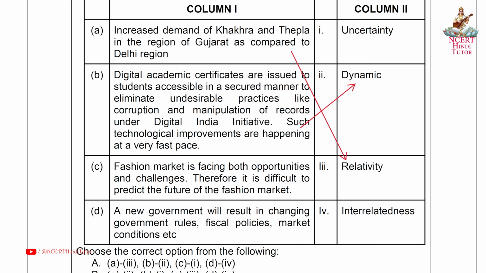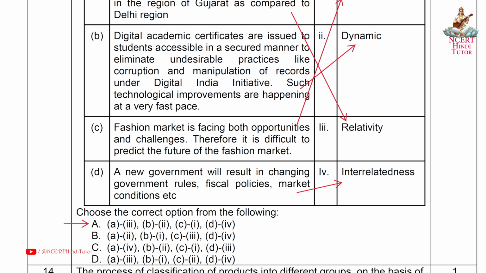C. Fashion market is facing both opportunities and challenges. Therefore, it is difficult to predict the future of the fashion market. So we connect it to first, uncertainty. D. A new government will result in changing government rules, fiscal policies, market conditions, etc. So we connect it to fourth, interrelatedness. So the correct answer is A.